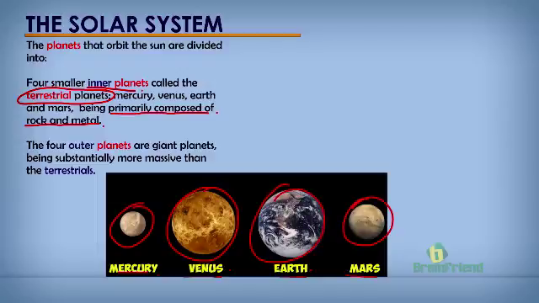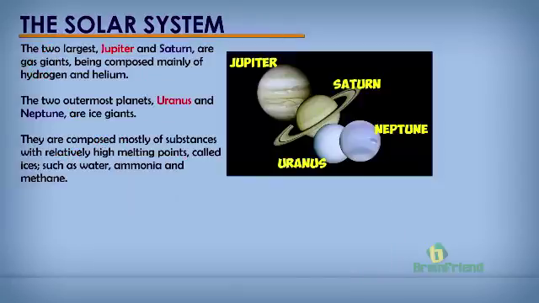There are 4 outer planets also, which are referred to as Jovian planets, being substantially more massive than the terrestrial planets. Let's learn more about the outer planets. The outer planets are Jupiter, Saturn, Uranus, and Neptune.